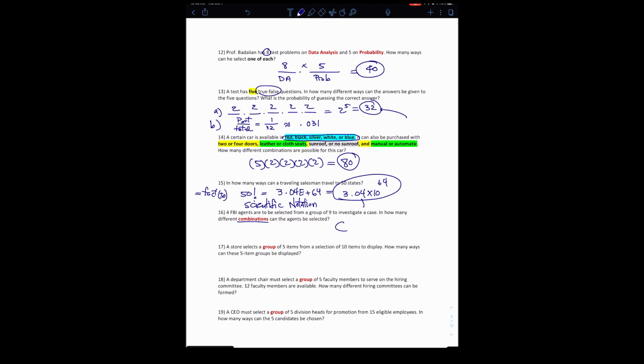So you're trying to choose how many groups of size 4 you can create from the original 9 members in a group. And the command for that will just be combin 9, 4. And that'll just be 126. And that's the answer for that.